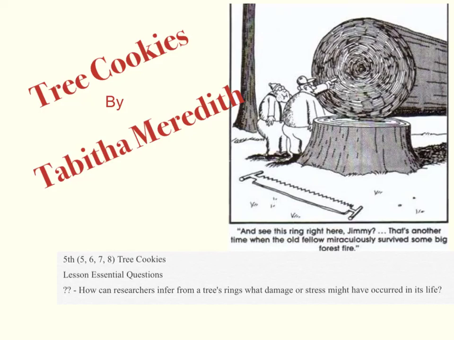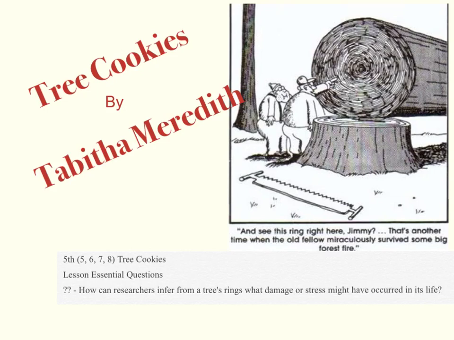Welcome to our lesson on tree cookies. In a science called dendrochronology, which literally means the study of tree time, scientists have found that they can learn about past climates by studying the ring patterns of very old trees.